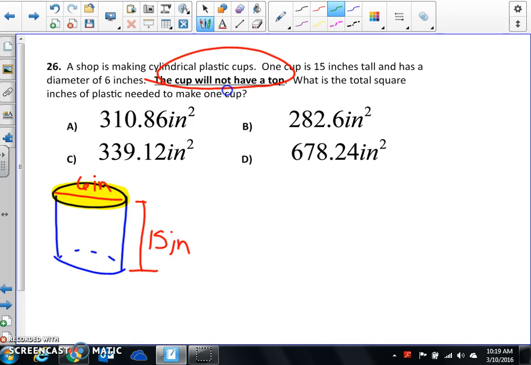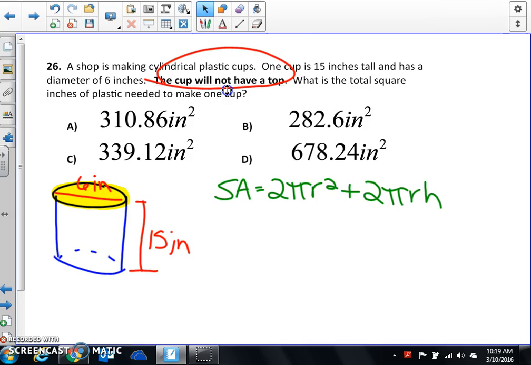So the plastic is the outside. So I need to write the surface area of a cylinder. Now, remember, this 2 pi r squared is because we have two circles. But if we only have one circle because we're not doing the top, then we need to get rid of this 2. Because then we only have 1 pi r squared because we only have one circle, so we need to take that 1 off.